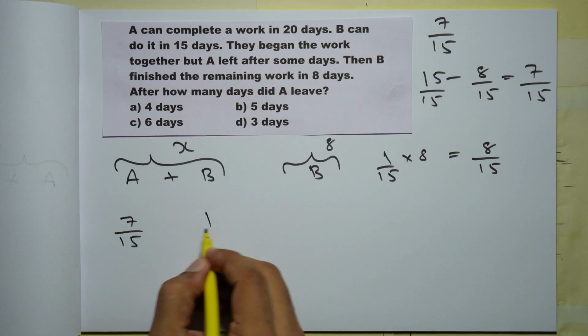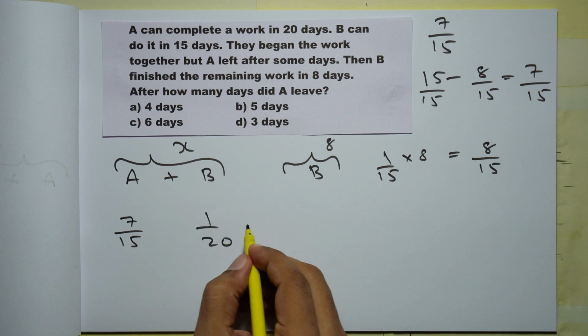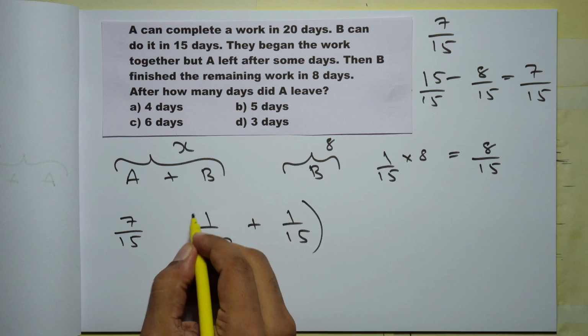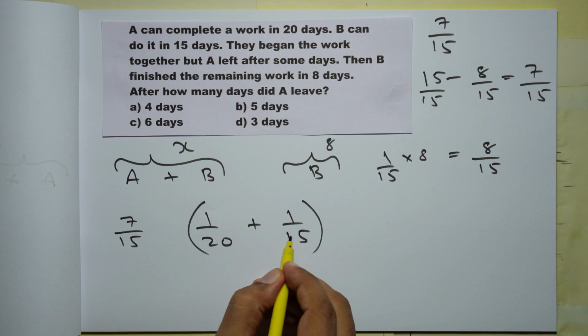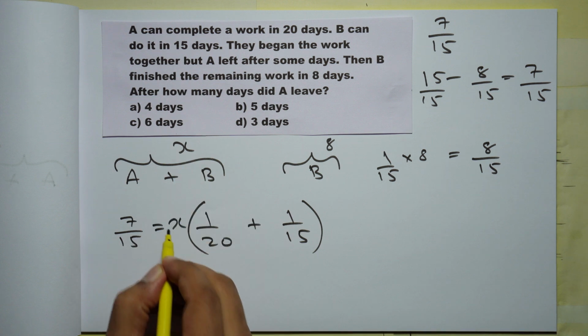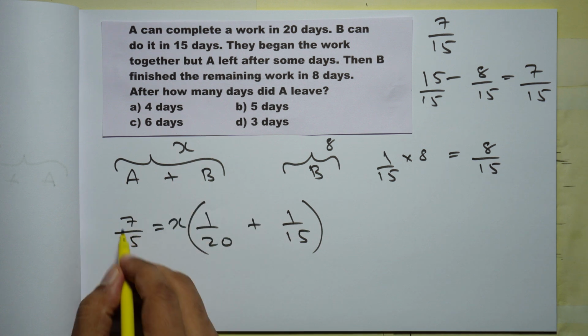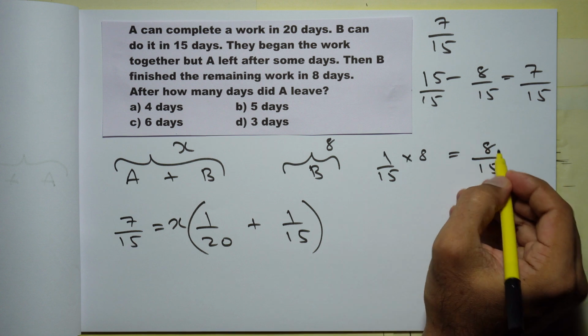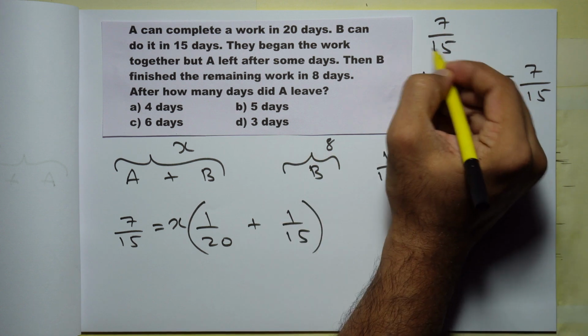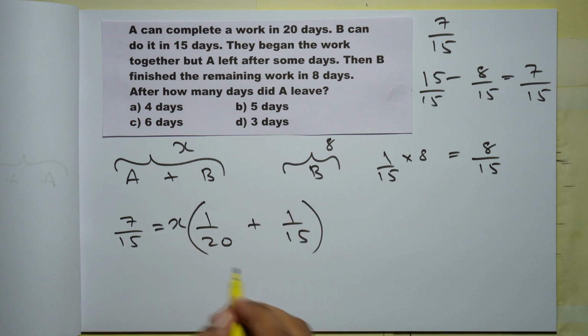A in 1 day will do 1 by 20th of the work. B in 1 day will do 1 by 15th of the work. So this is the contribution of A and B in 1 day. They work like that jointly for X days to do 7 by 15th of the work. Because 8 by 15th of the work was done by B in these 8 days, remaining is 7 by 15. This is to be done by A and B initially in X days.